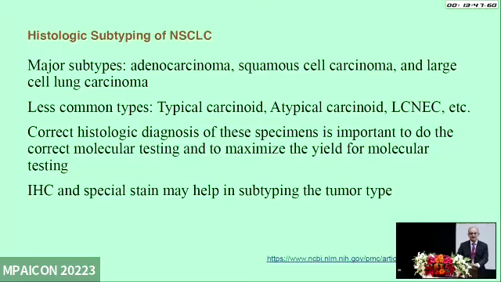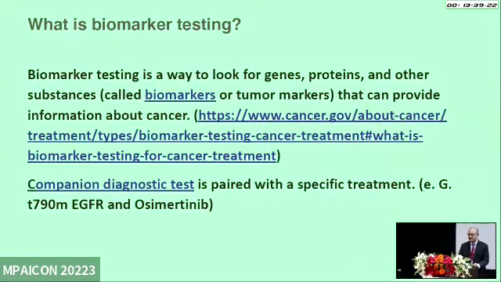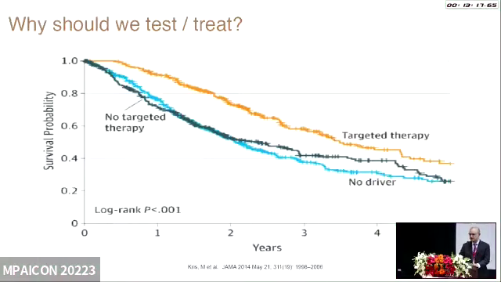So we rely heavily, and I use morphology along with immunohistochemistry in a good number of my cases, along with molecular testing to correctly classify this. Now, what is biomarker testing? This is a way to look for genes, proteins, and other substances called biomarkers that can give information about the tumor. A companion diagnostic test, a term you might have heard used earlier, is paired with a specific treatment, like the T790M EGFR mutation is paired with osimertinib, which is the preferred treatment option for this.